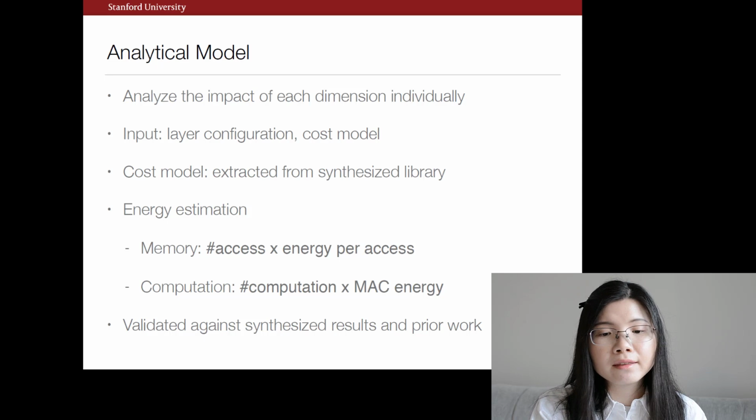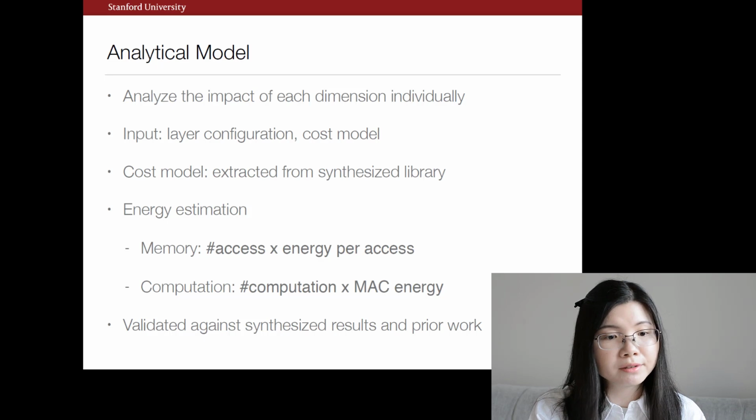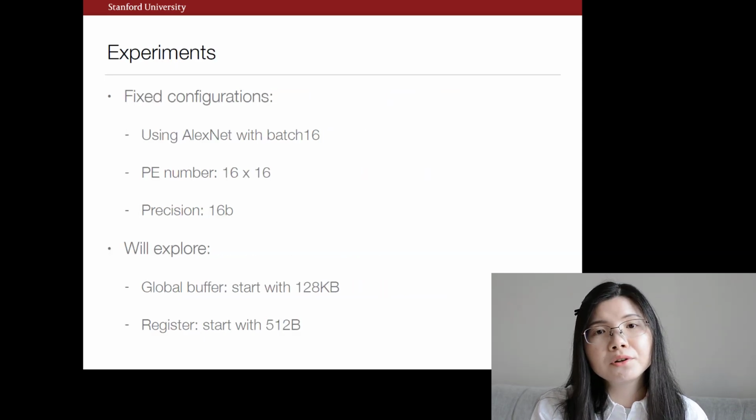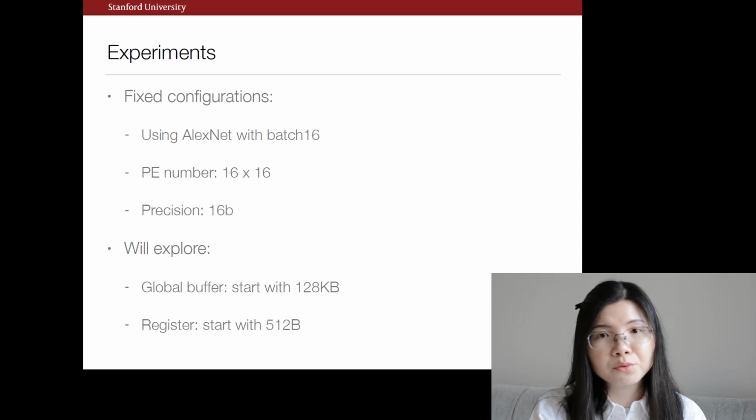If you are interested in the accuracy of our model and the validation of our model, you can find more details in our paper. Before going to the results, here is our experiment setup. We used AlexNet with batch 16 to start with. We start with a hardware configuration similar to Eyeriss, such as using a 16 by 16 PE array and 16-bit precision. We start with 128 kilobytes for the global buffer and half a kilobyte for the register file, similar to the Eyeriss hardware configuration. But we will also explore other different global buffer and register file sizes.